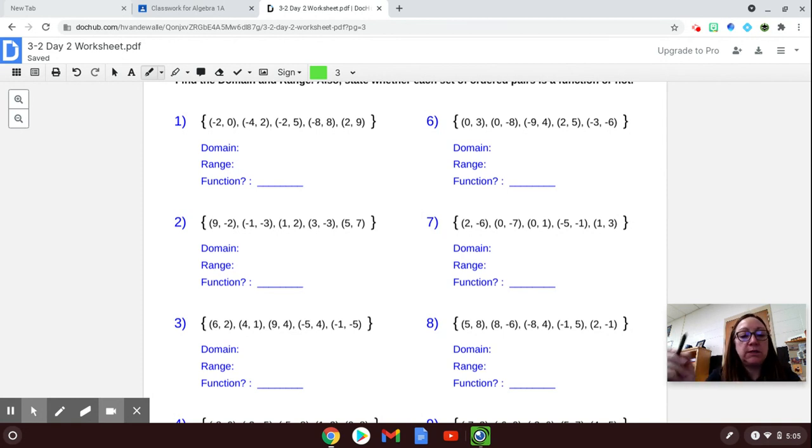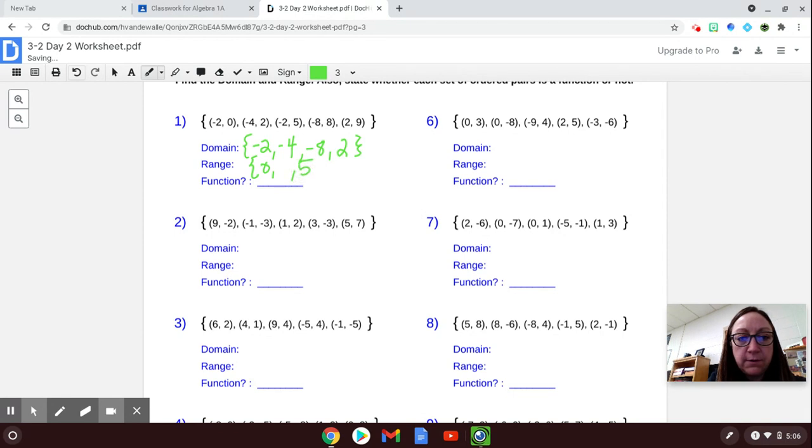So the domain, I'm just going to do one of these and you'll be able to figure this out from here. So the domain is all the x values. So we're going to write -2, -4. The next x value is a -2, so I don't have to write that again. And then we have a -8 and then a +2. Okay, as far as my range goes, that's all the y values. So the first y value is 0, and then the next one is 2, and then 5, and then 8, and then 9. So that's my range.